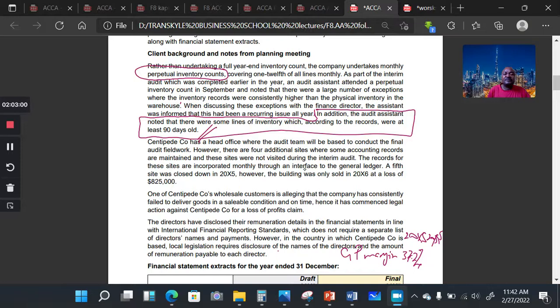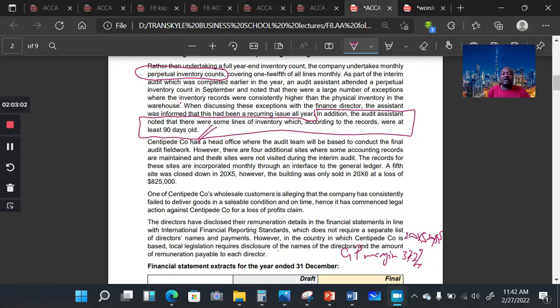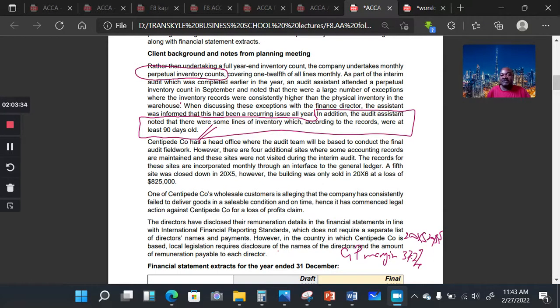So the first one, there is an issue where we are having a head office, simply the head office where the audit team will be based when they will be conducting the final audit fieldwork. However, there are also 4 additional sites where some accounting records are maintained, and these sites were not visited during the interim audit. So it's now up to us to consider whether we visit them or not. But during the interim audit, those sites were not visited.